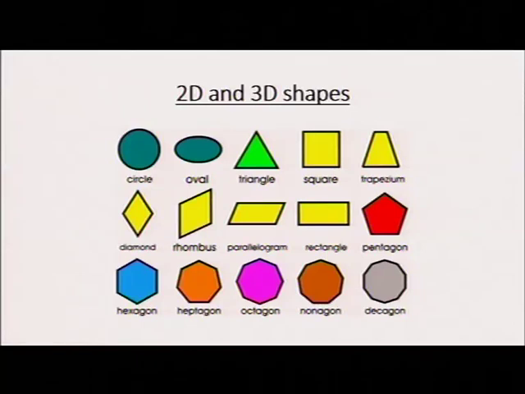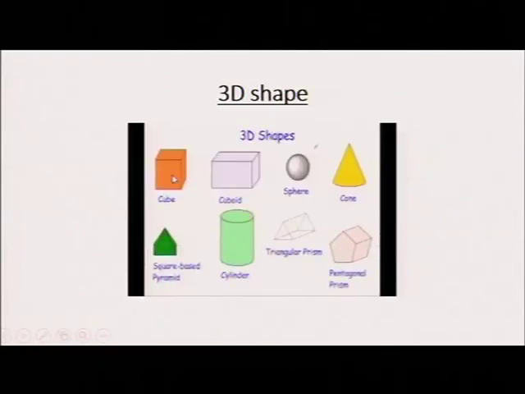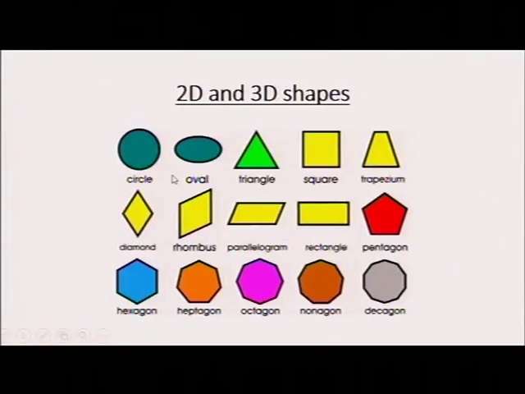When it comes to two-dimensional and three-dimensional shapes, these are all two-dimensional shapes, and usually we call them flat shapes. The three-dimensional shapes are the shapes that have volume. So if I go back to my two-dimensional shapes, the circle, the oval, I should be able to identify them according to their properties. How will I recognize a square? Because it has four equal sides.